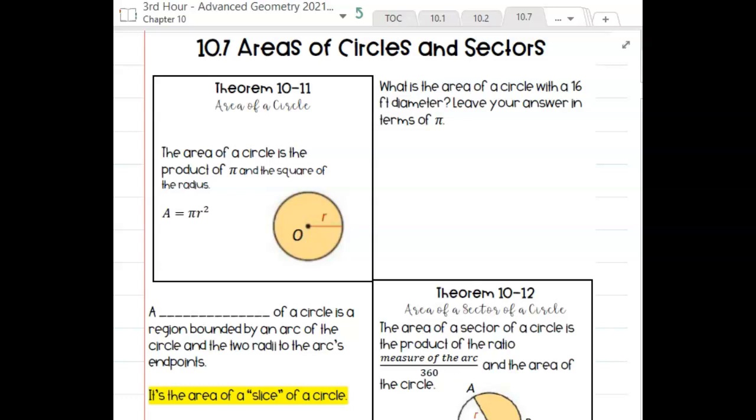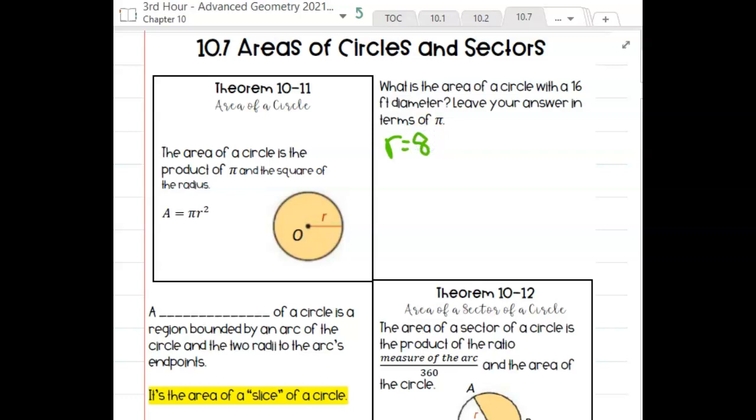So for this first example, if I want to find the area of a circle that has a 16-foot diameter, we'll leave our answer in terms of pi. The big thing here is you have to have the radius. That's the only way this formula works. So if I'm given the diameter, that's all the way across the circle. The radius is halfway across the circle. So the diameter is 16 feet. What is the radius?